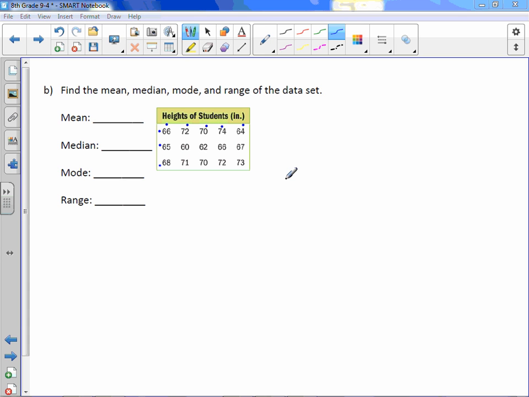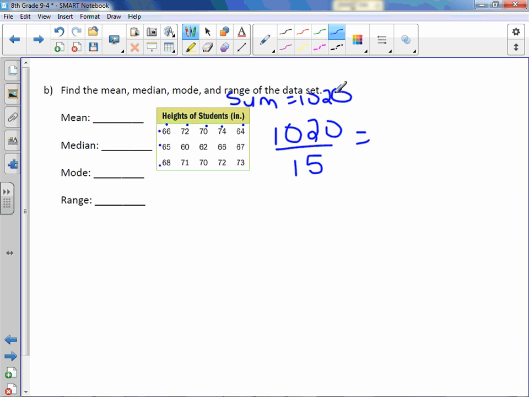When we add them up, we have 1,020, and let's divide that by 15. Let me just write this here. The sum is 1,020. Okay, divide that by 15, and we get 68. So the mean is 68.